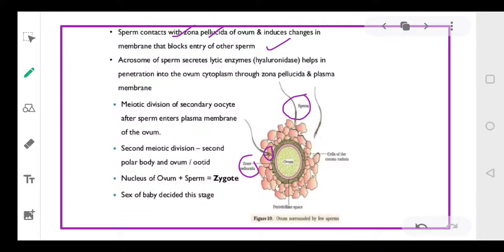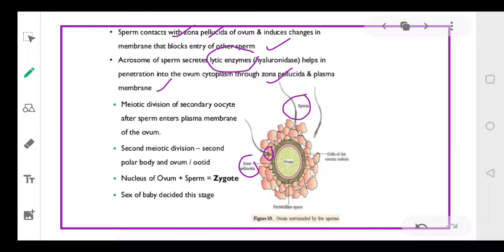Clear? And the head of the sperm contains the acrosome. This acrosome has many lytic enzymes which help in the penetration of the sperm through the zona pellucida and the plasma membrane of the egg.